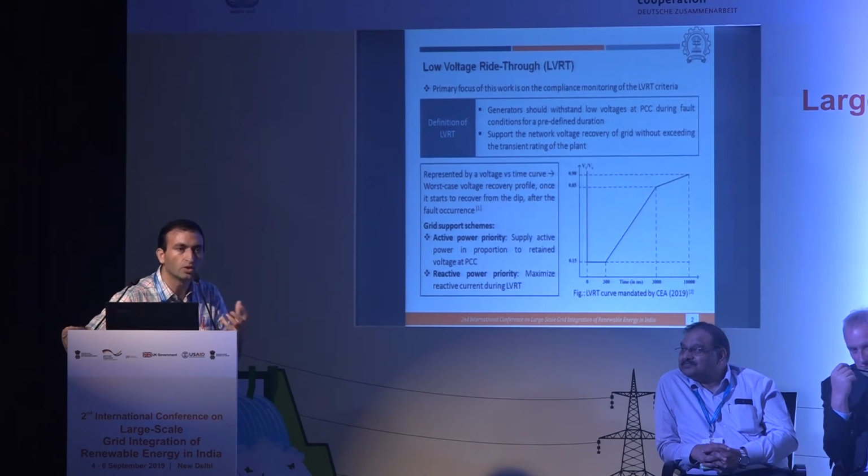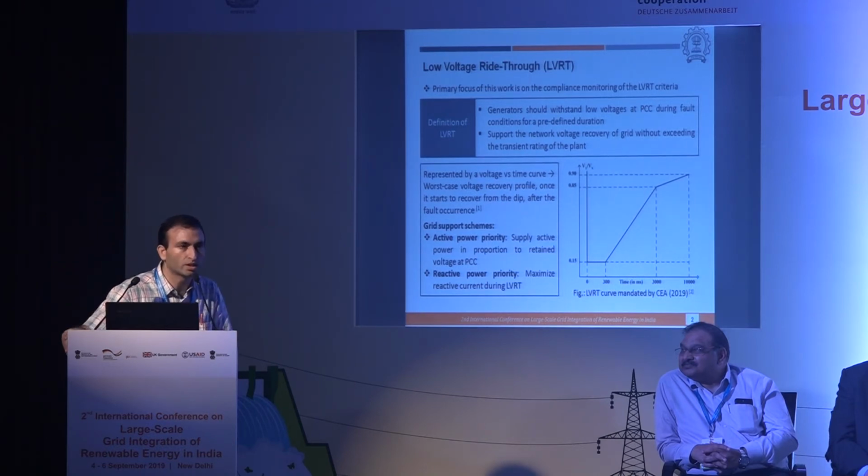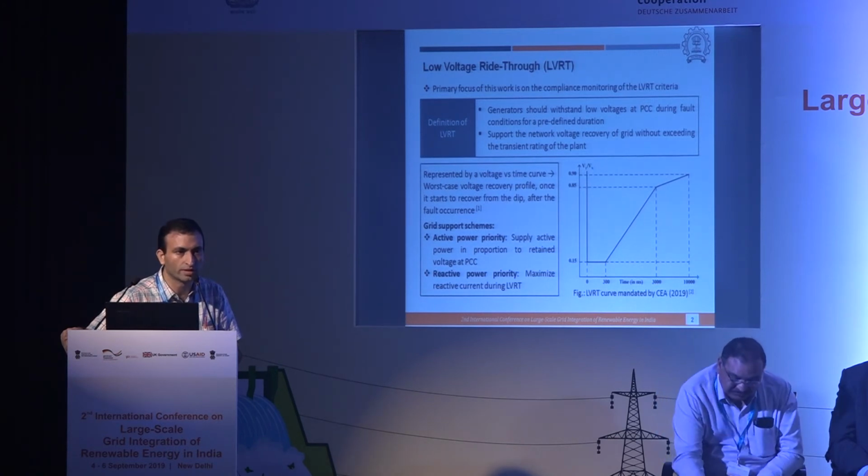Basically, with a renewable energy plant with a power electronic interface, what you control is actually the current. That's what will be dictated. So, to maintain that proportionality of the active power with the retained voltage, you actually have to give more priority to active current. But now, particularly in the context of CEA, these recent regulations clearly mention that reactive power should be given first priority rather than active power.